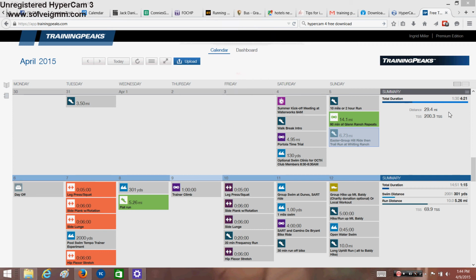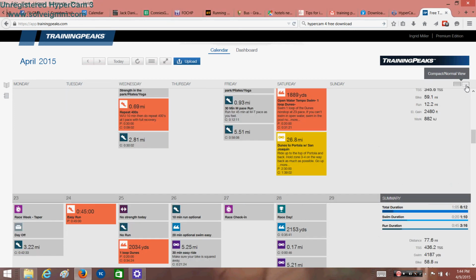Okay, now I am on my Athlete Training Peaks account, and I'm going to show you how to do a few things here. First of all, my screen may look a little different than yours because the boxes here are kind of small and they don't have a lot of detail in them. You can expand these boxes by going over here to the right, and if you click on the picture with the bigger boxes, you'll see in a minute that everything gets bigger.